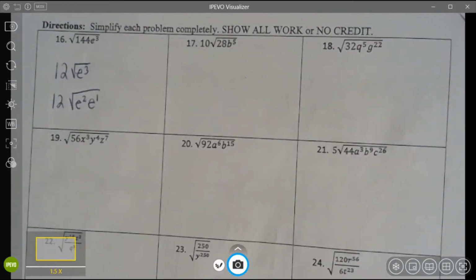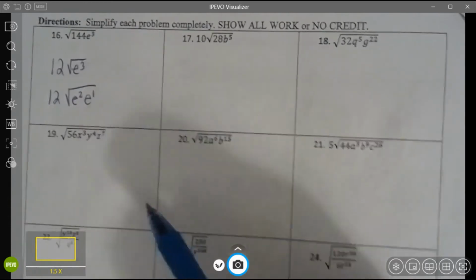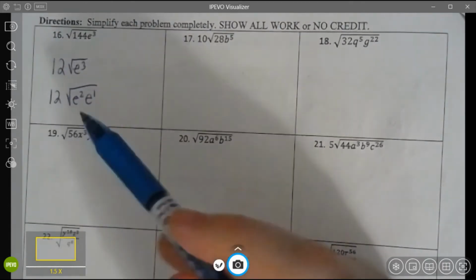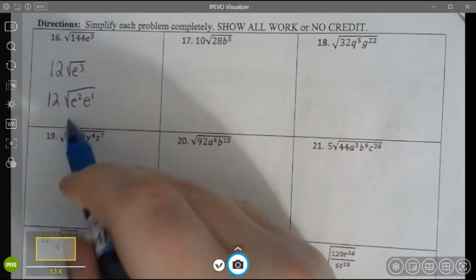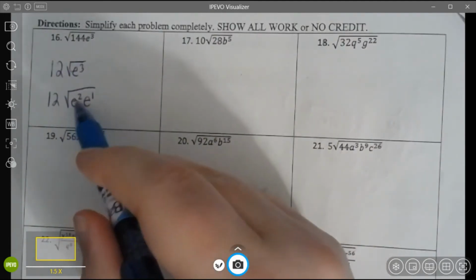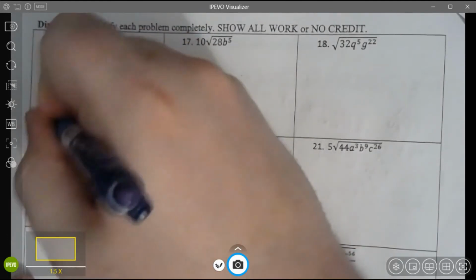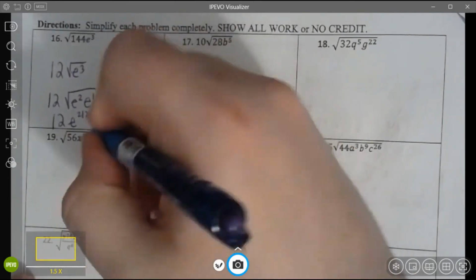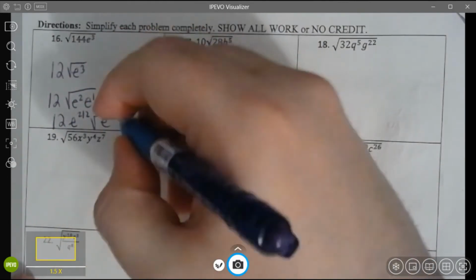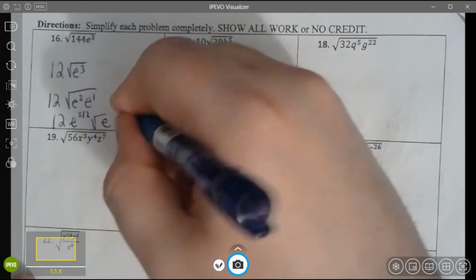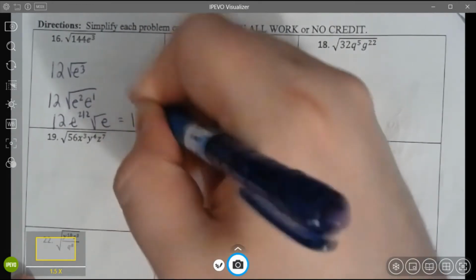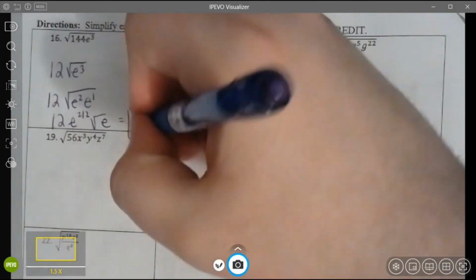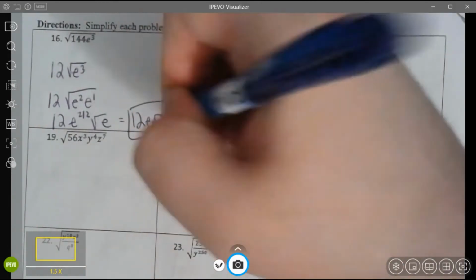So what you're going to do next is divide your even power by 2. So 2 divided by 2 is 1. So we can pull out the even power here on e. So this is 12 times e to the 2 divided by 2, square root of e. Well, 2 divided by 2 is just 1. So this is 12e square root of e. If you want to show the 1, you can. There's nothing wrong with showing the 1. Well, let me do another one with you.